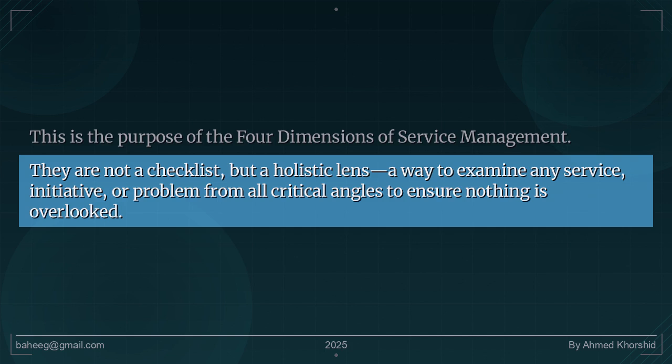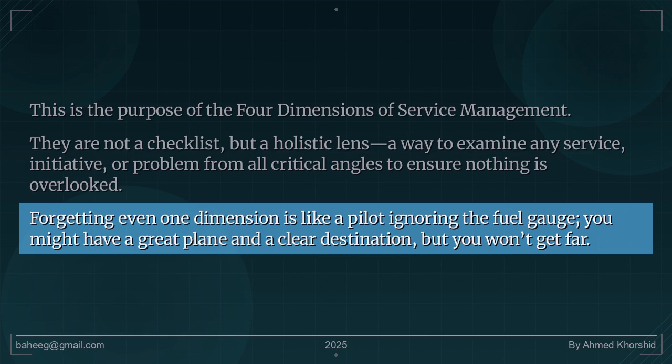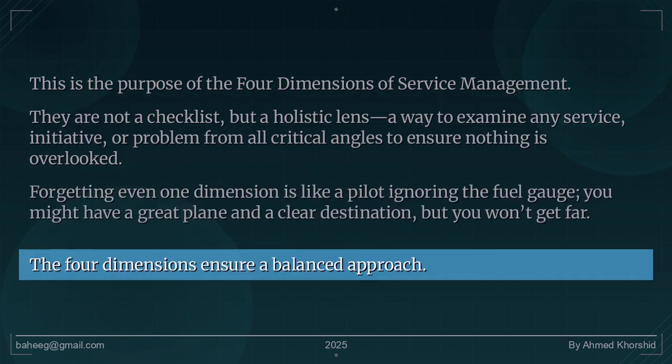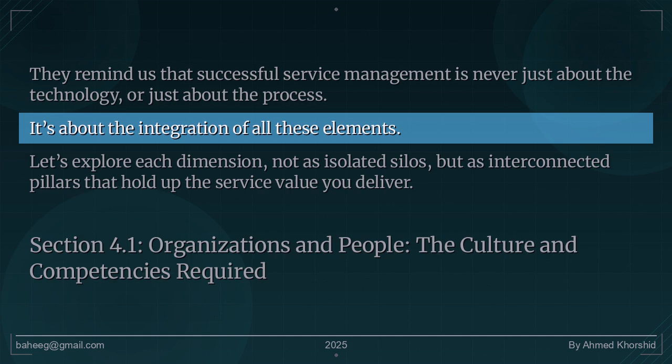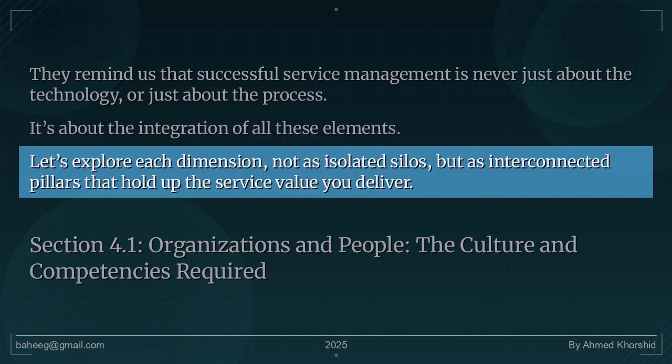They are not a checklist, but a holistic lens, a way to examine any service, initiative, or problem from all critical angles to ensure nothing is overlooked. Forgetting even one dimension is like a pilot ignoring the fuel gauge. You might have a great plane and a clear destination, but you won't get far. The 4 dimensions ensure a balanced approach. They remind us that successful service management is never just about the technology or just about the process. It's about the integration of all these elements. Let's explore each dimension, not as isolated silos, but as interconnected pillars that hold up the service value you deliver.